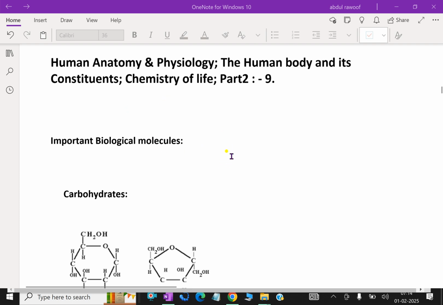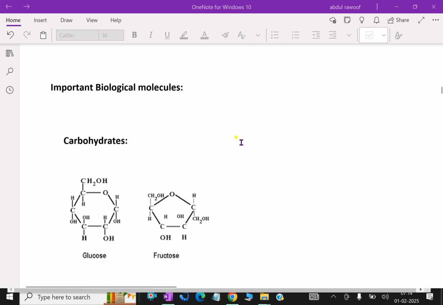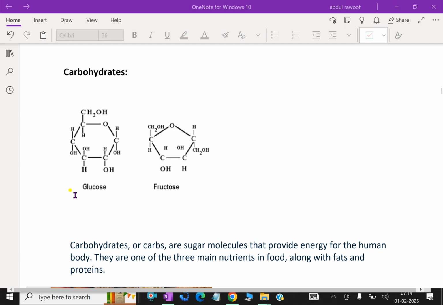In chemistry of life, we have to talk about important biological molecules in the body. Carbohydrates. Look at this molecular structure. That is glucose and fructose. These are carbohydrates.